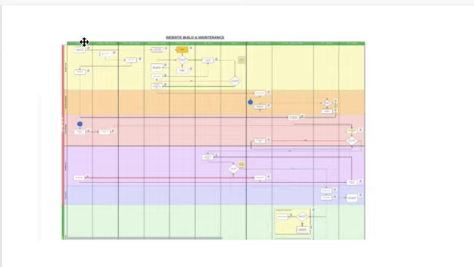Now, this is a flowchart, right? And this flowchart has the name of the person, whoever is responsible for doing the thing, right?